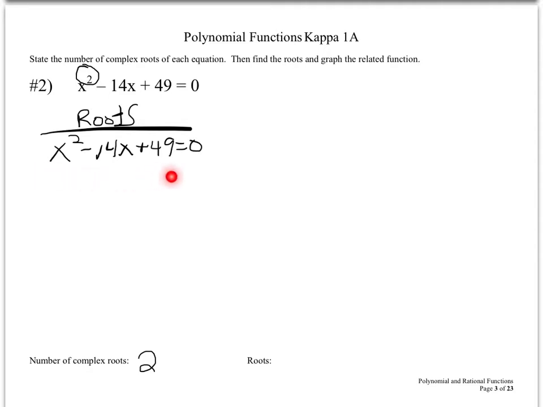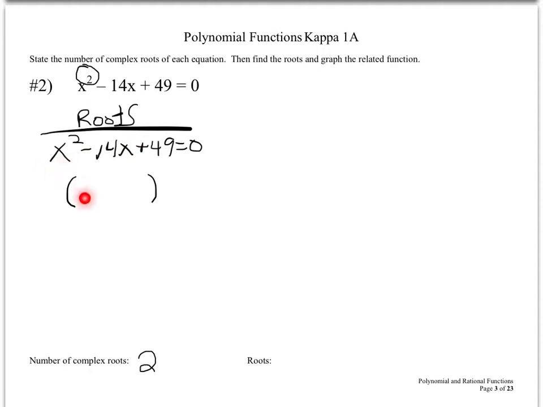This trinomial is a perfect square trinomial. First term's a perfect square, last term's a perfect square. If you take the square roots of the first and the last, which would be x and 7, and multiply them together, and then double it, you get this middle term, 14x. So here's how it factors.